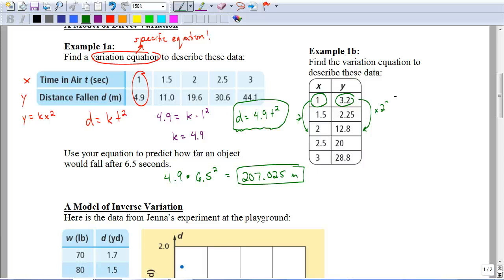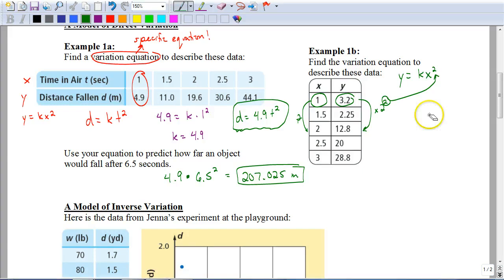Well, 3.2 times 2 to the first power is just going to be 6.4, not 12.8. 3.2 times 2 squared, well, 2 squared is 4, and 3.2 times 4 gives us 12.8. So here's what that tells me. That tells me that this is in the form of y equals k times x squared. Because of this square, I know that the power in my equation is going to be the second power.